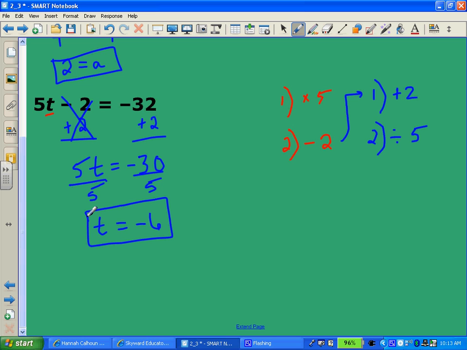Okay? And this is exactly what I want your work to look like on your homework. Okay? You'll have this kind of work and then your steps over to the side.